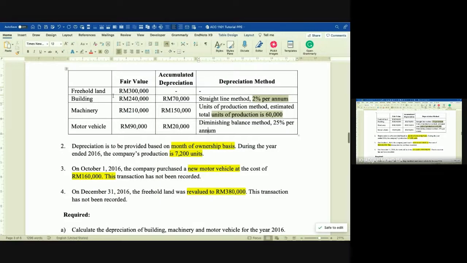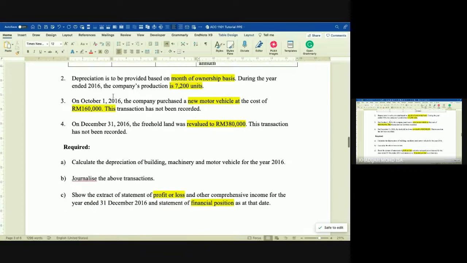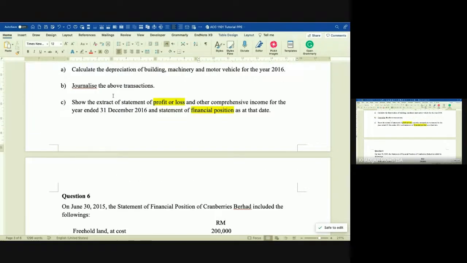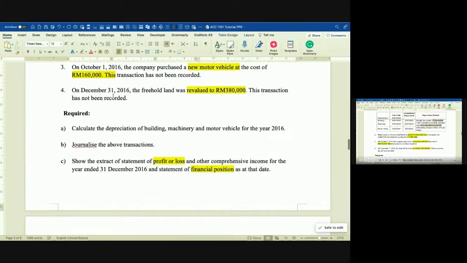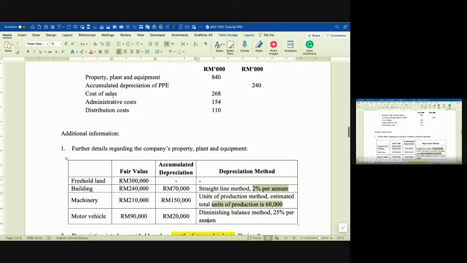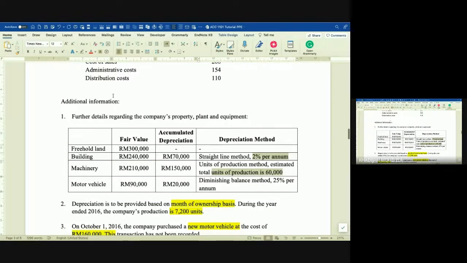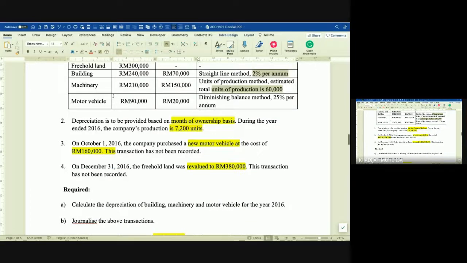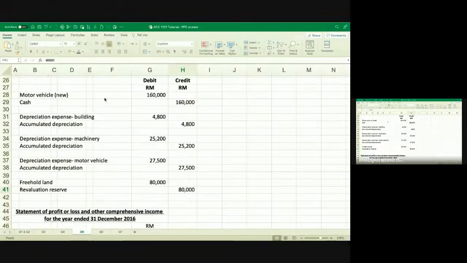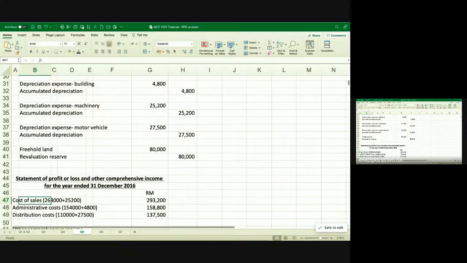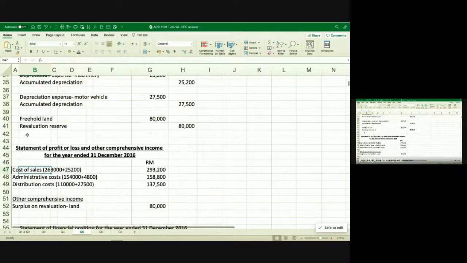I thought I saw it somewhere. Where is it? You have cost of sales here, 268,000. What is 268,000? So that is the initial.